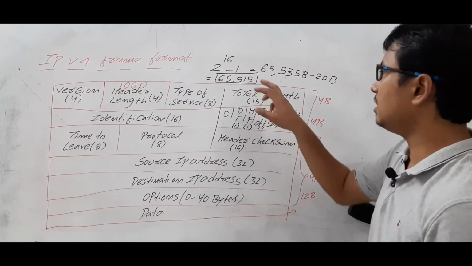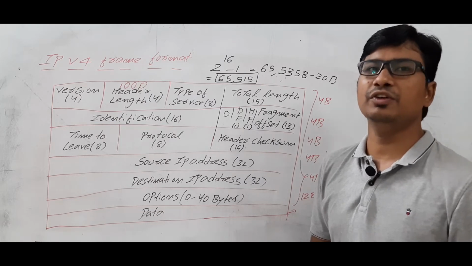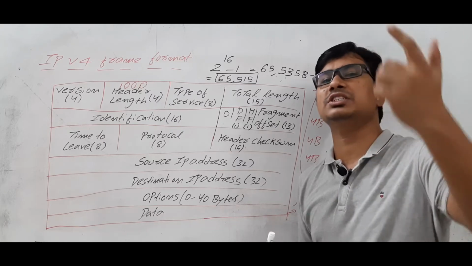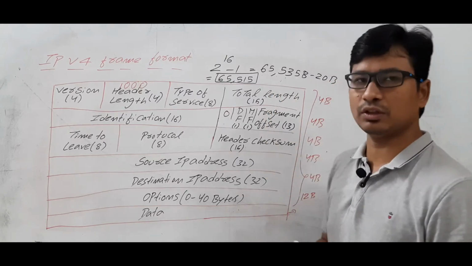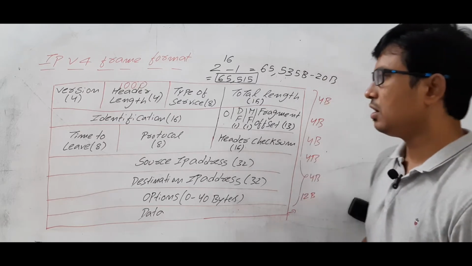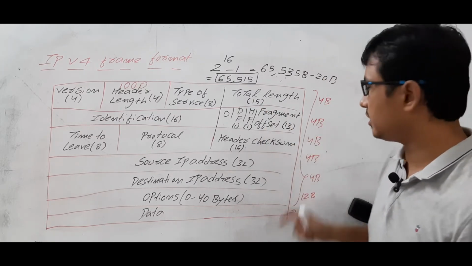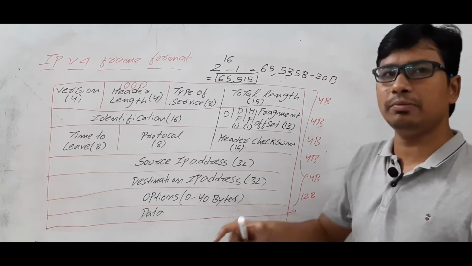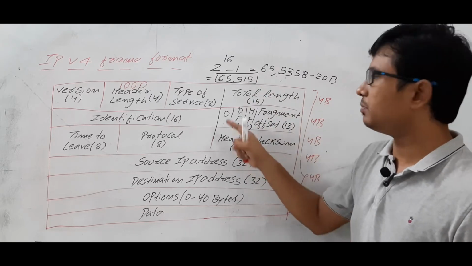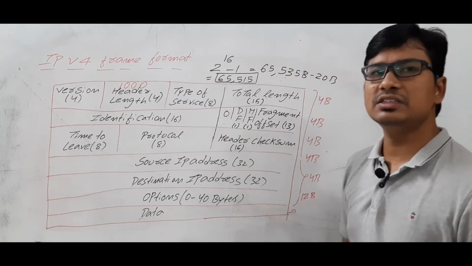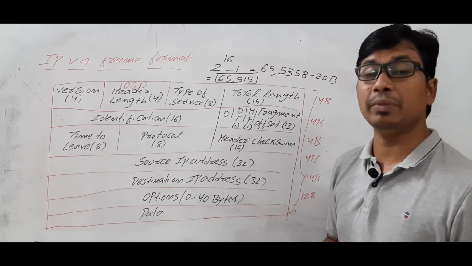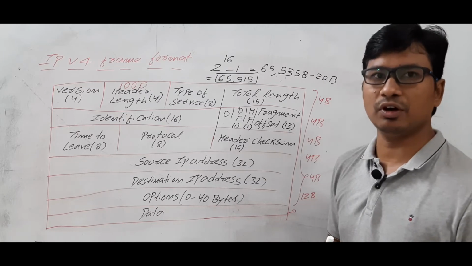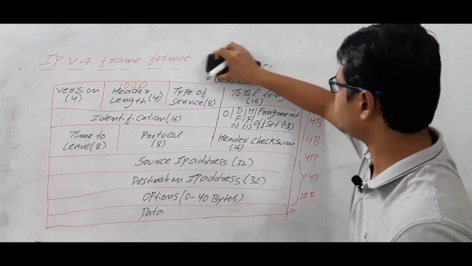Let me discuss again. The total length field is 16 bits. If you keep 16 ones, maximum you can keep 16 ones only. So 16 ones means 2 power 16 minus 1, which is equal to 65,535 bytes. As you already know that the minimum length of the header is 20 bytes. Why? If I keep options as 0, then the minimum length of the header field will become 20 bytes. So if I remove 20 bytes from it, the data you are sending is 65,515 bytes, maximum data you can send using the IPv4 header format. Are you able to understand it or not?